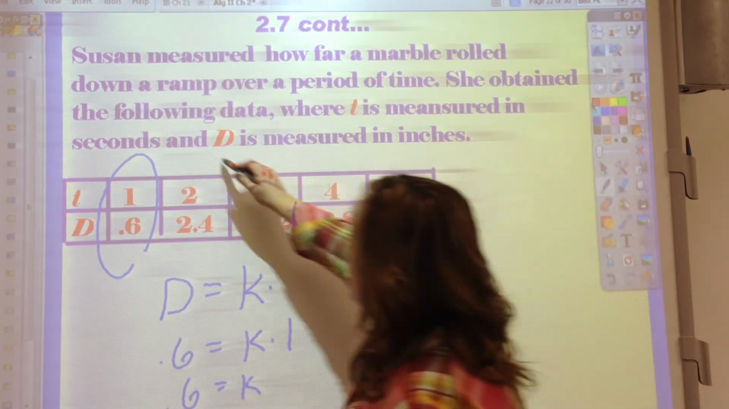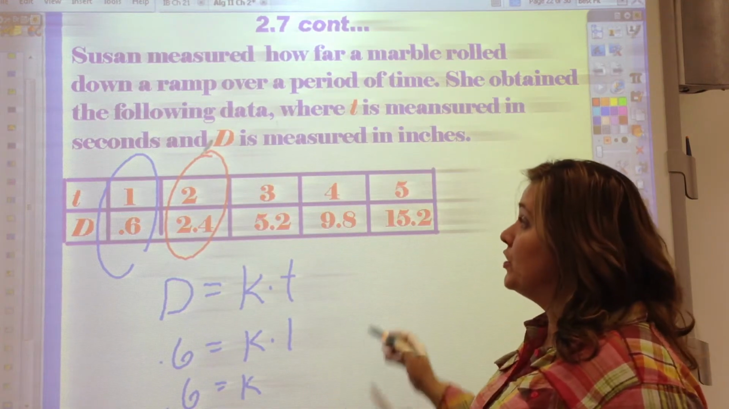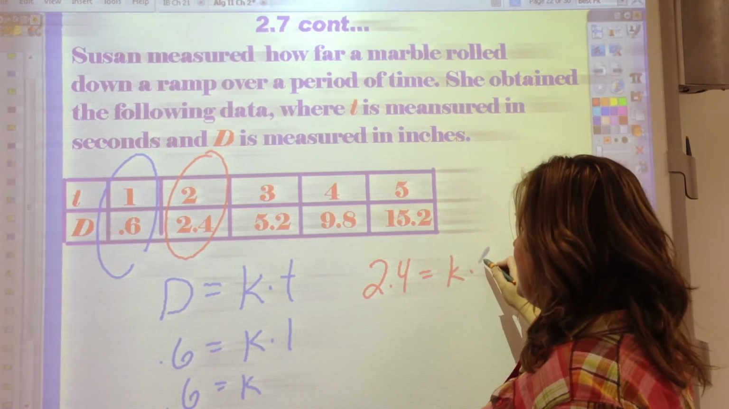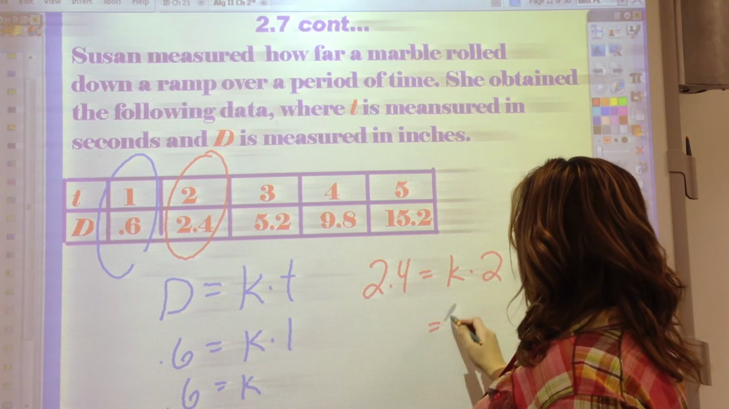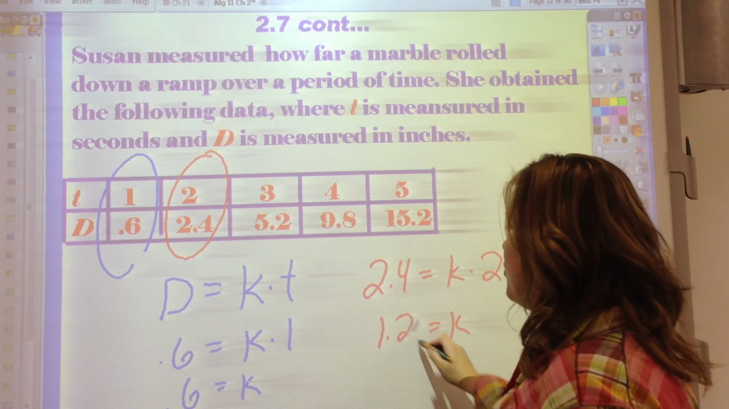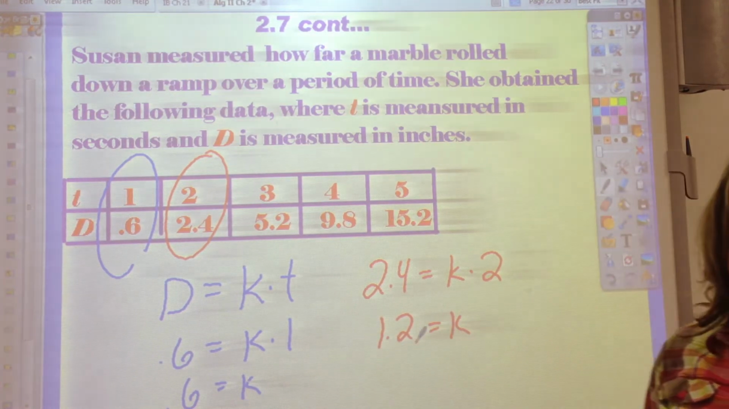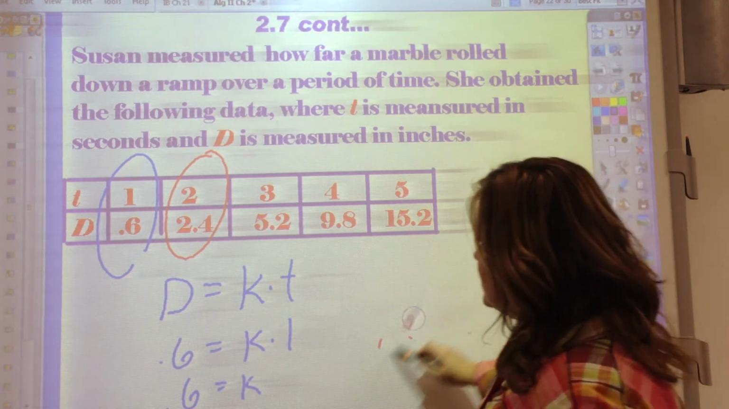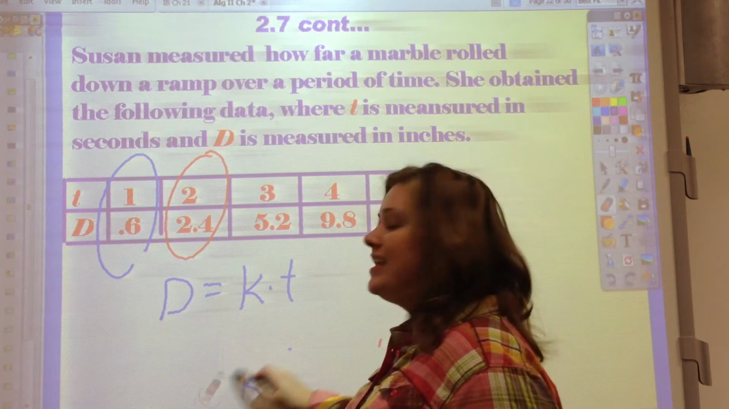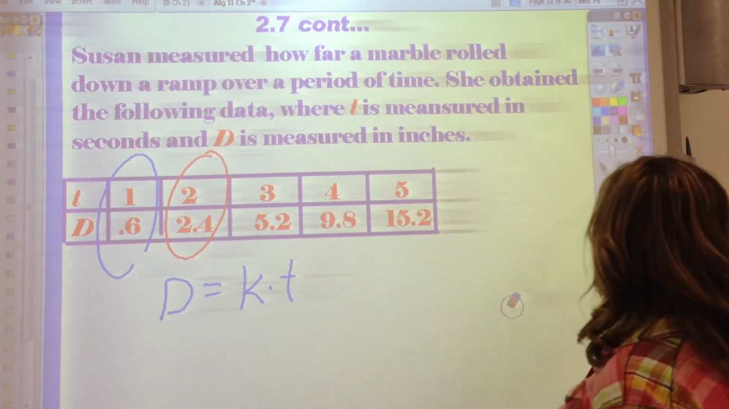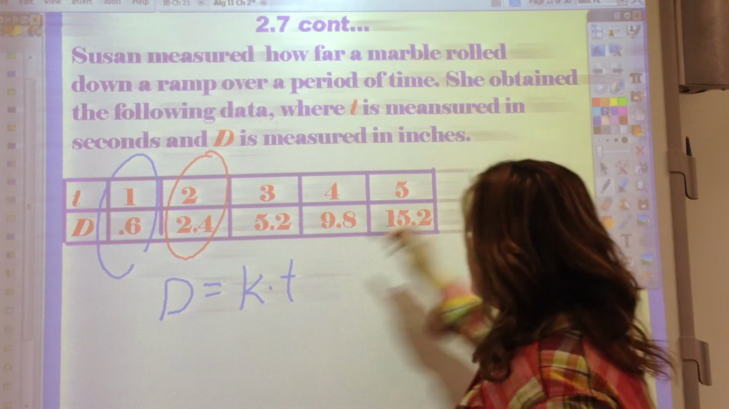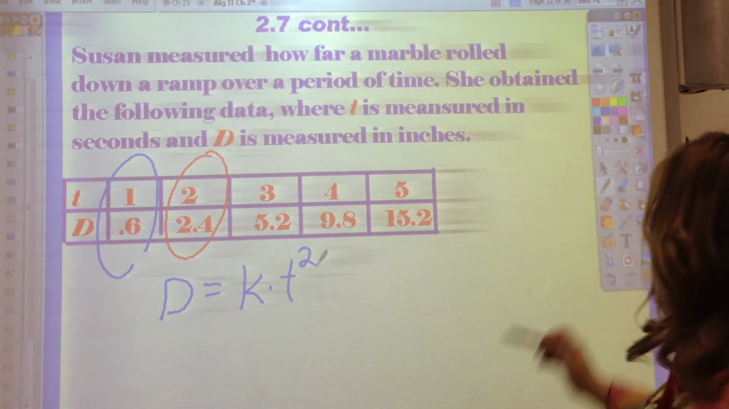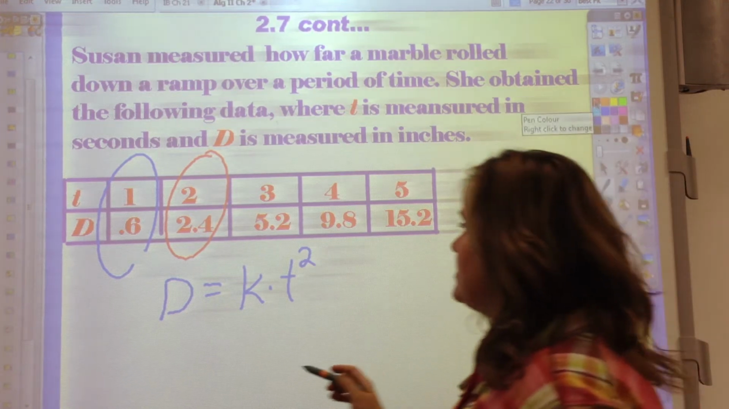Now let's look at my second point and see if my K is pretty close to that. When D is 2.4 and T is 2, I get a value of 1.2, and those values are not at all close. And so we're going to have to reevaluate our model. I'm going to erase this work, and let's see what happens when we give T the power of 2. So I'm going to make T to the power of 2, and see if that will give me a closer relationship. I want to see things that are all about that same value.